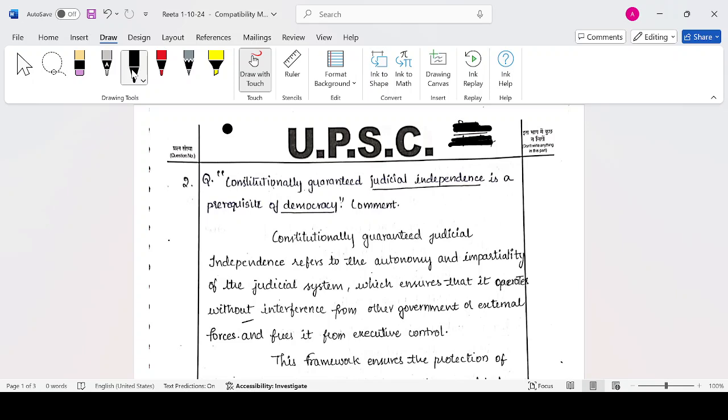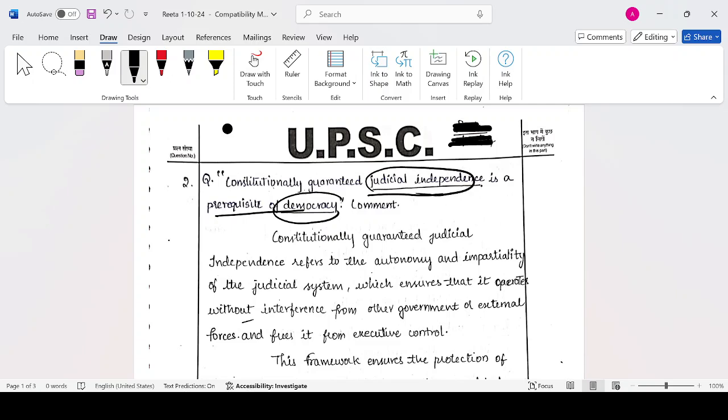See, if you go through the question, the question says constitutionally guaranteed independence is a prerequisite of the democracy. So, how do we need to answer this question? What are the keywords? First, we need to look for the keywords. The keywords are judicial independence and the democracy. So the answer should focus on these two things.